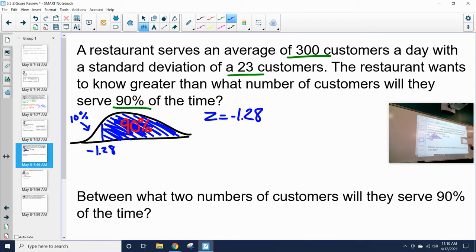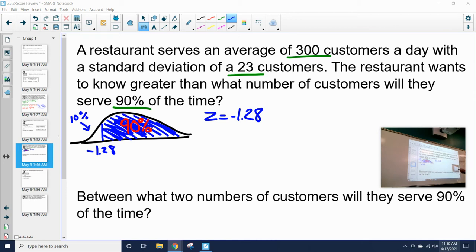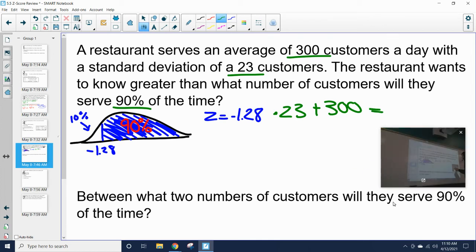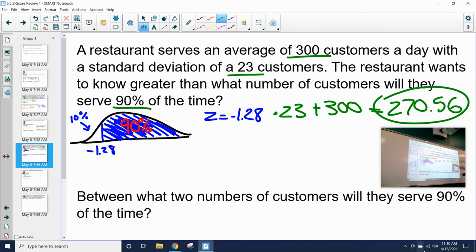Now that we know our z-score, all we have to do is multiply by the standard deviation and add the mean. My standard deviation to multiply is 23, and I add a mean of 300. So I'll do negative 1.28 times 23 plus 300, and this gives me a value of 270.56. So 90% of the days they will serve greater than 270.56 customers at this restaurant.